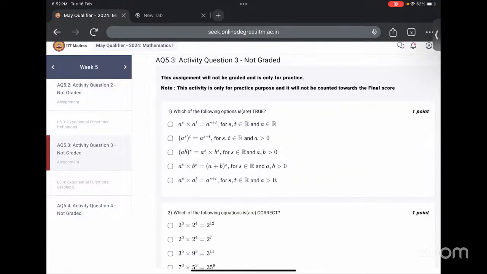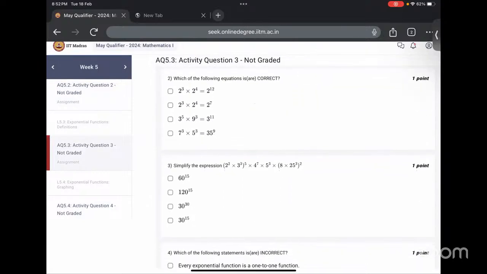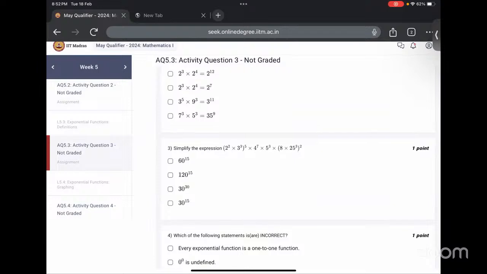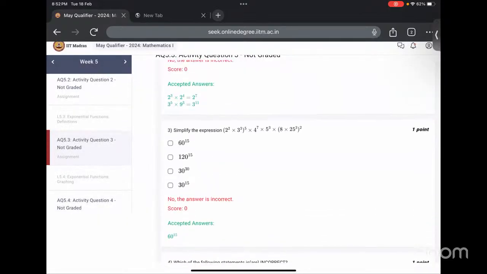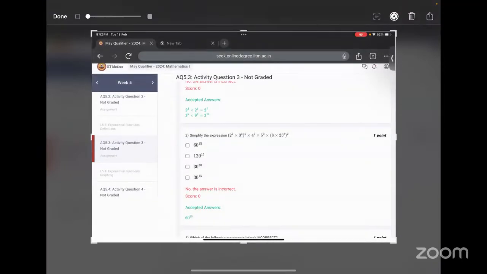5.3, question number 3 now. This one? Yes, ma'am. So here you have to calculate the powers. So the answer is 60 power 15. Basically you have to calculate the powers. So what will be the value of this portion? 4 into 27. 27 to the power 5.